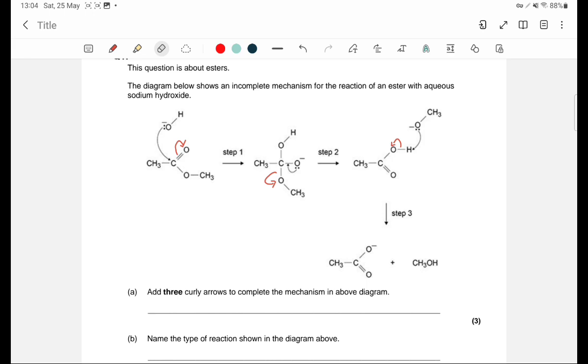In this reaction, a small molecule is being used to break the ester apart. It is therefore a hydrolysis reaction.